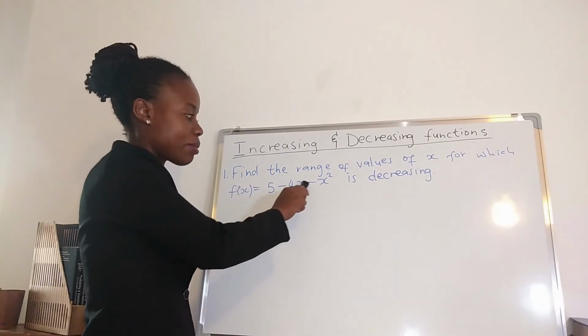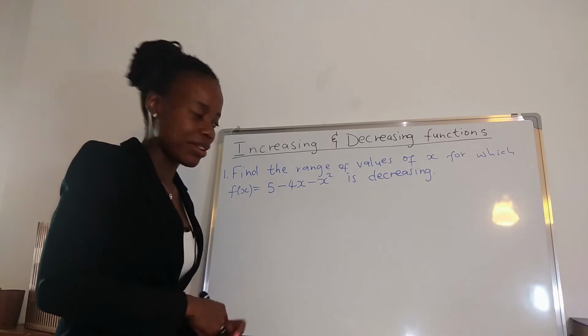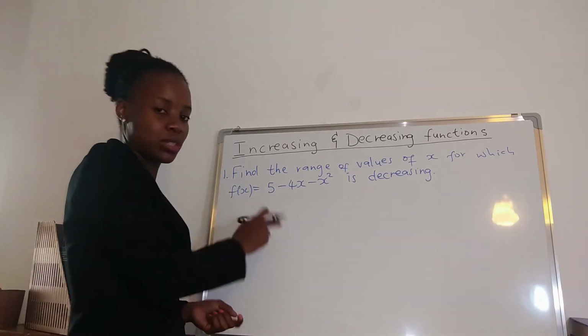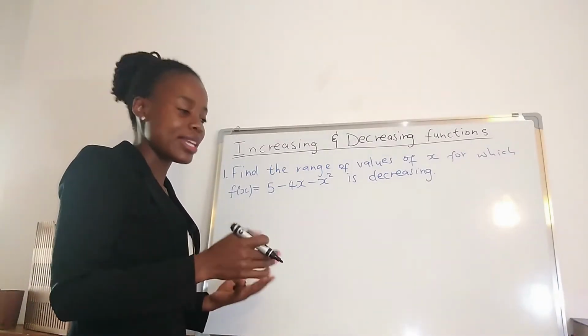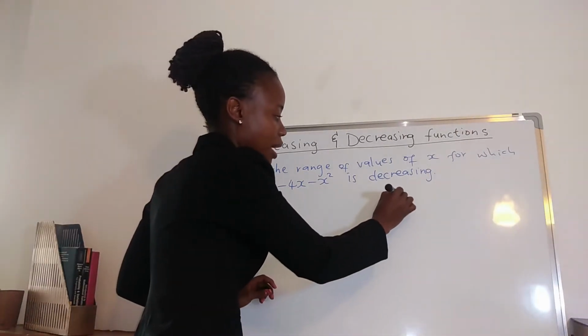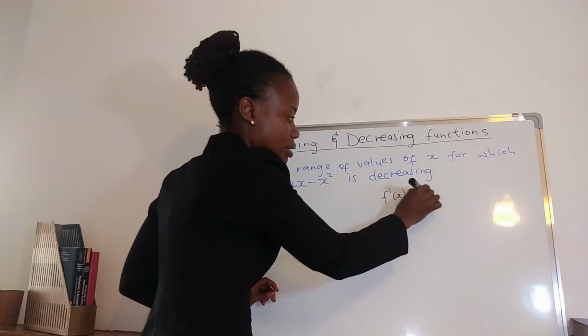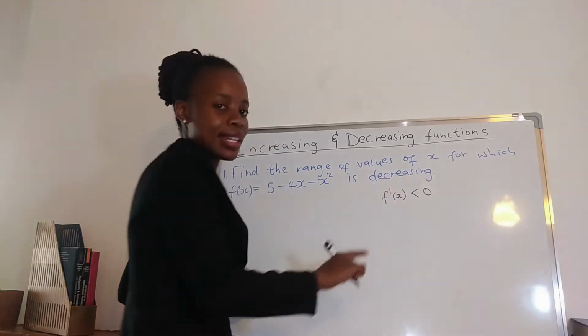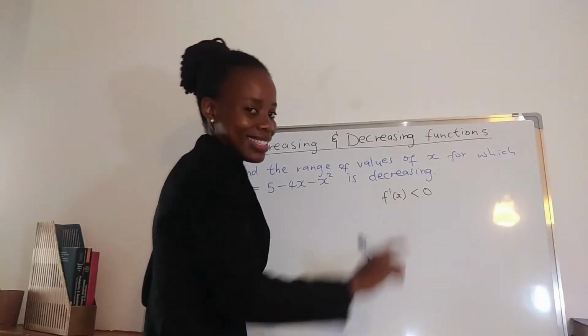Okay, number 1, find the range of values of x for which f of x, which is 5 minus 4x minus x squared, is decreasing. This is f of x, not y. If it's y, you say dy dx, but if it's f of x, you are just going to say f prime x is less than 0 because it's decreasing. That's why we are saying it's less than 0.